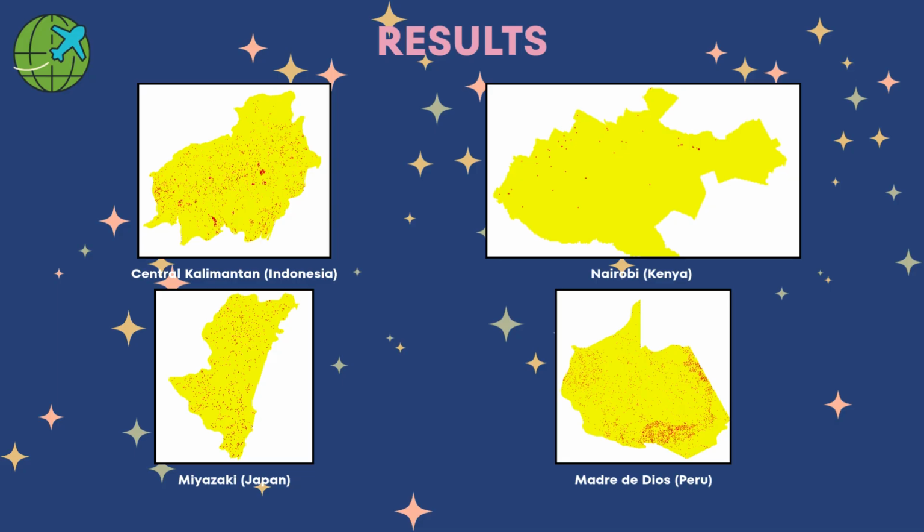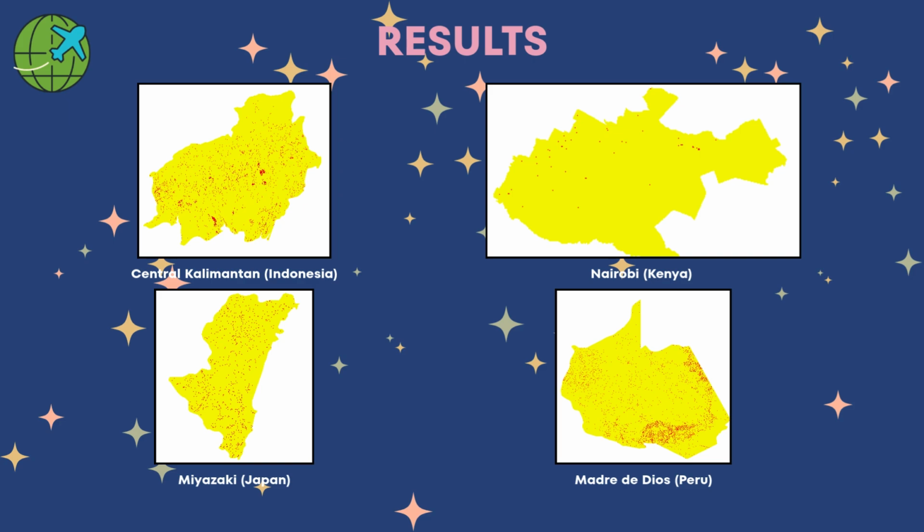Map 2, Nairobi, Kenya. Nairobi, Kenya displays very limited and scattered forest loss. Red points are sparse and mainly concentrated near urban edges and infrastructure corridors. This reflects Nairobi's status as a highly urbanized region with limited remaining forest cover, and forest loss is driven mainly by urban expansion rather than agricultural deforestation. Compared to other regions, overall forest loss in Nairobi, Kenya is low.